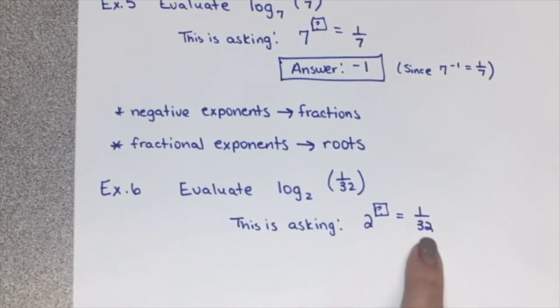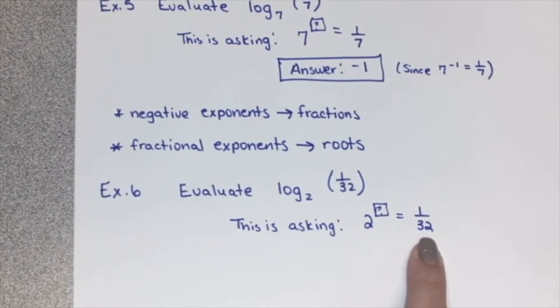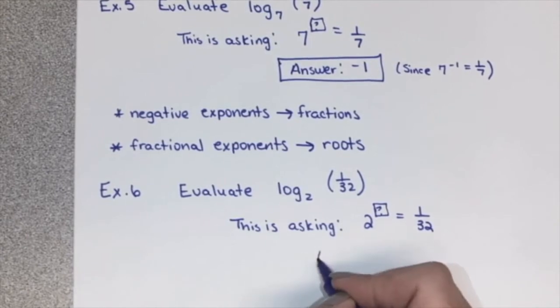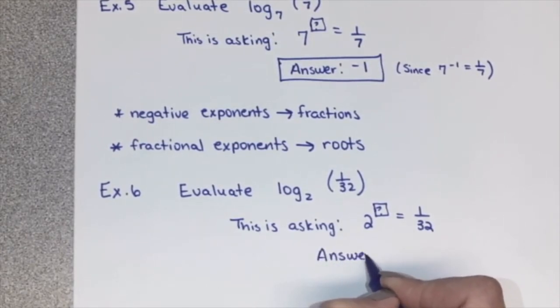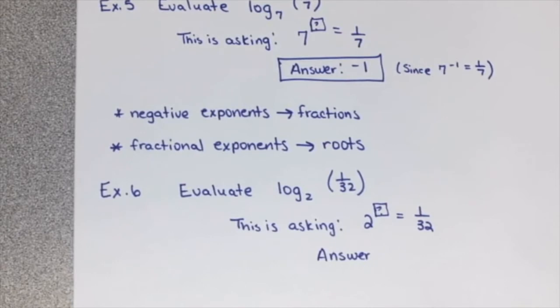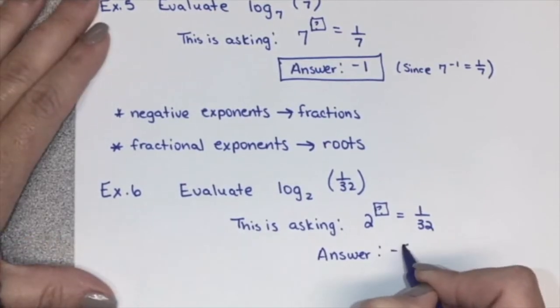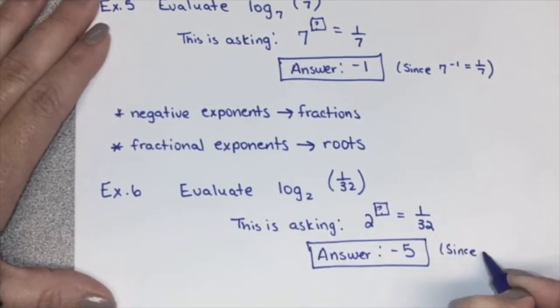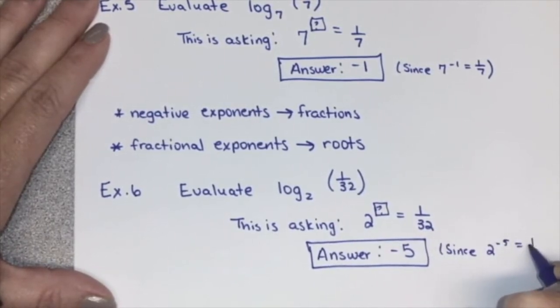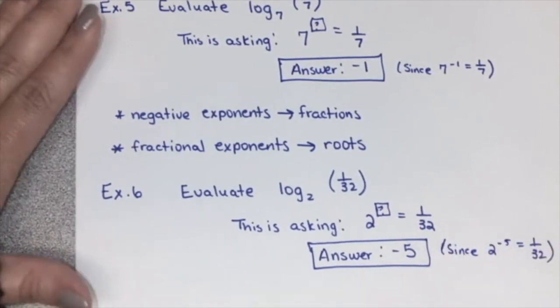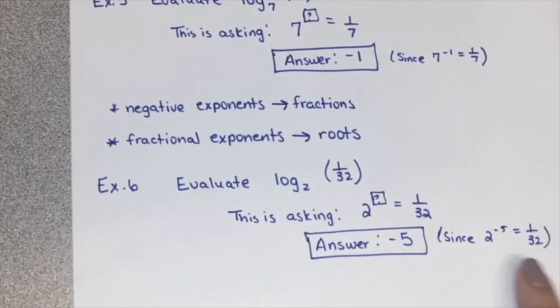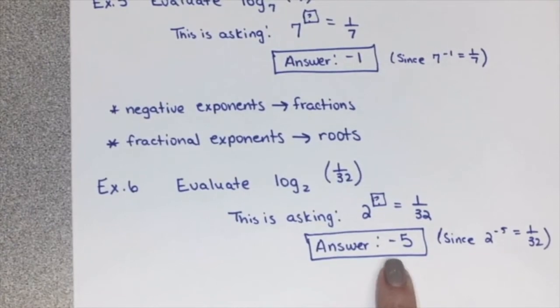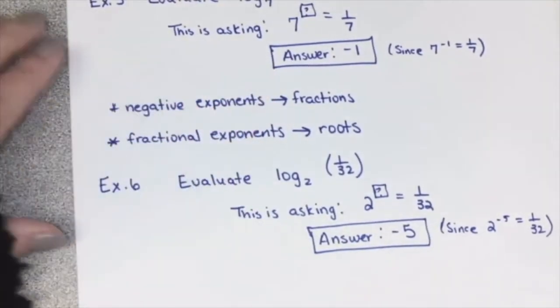And so now we just need to figure out how many 2's we need, right? 2 times 2 is 4, times another 2 is 8, then 16, then 32. So how many would that take then? So 2 times 2, 5 of them, right? So it's not just 5 though, the answer is going to be what? -5, right? Since 2 to the -5 equals 1/32. So I want to be clear that we have some work we're showing here, but the answer is just plain old -5.